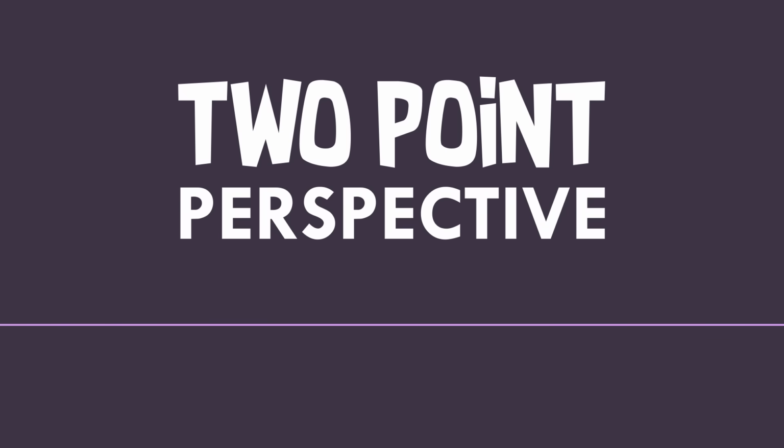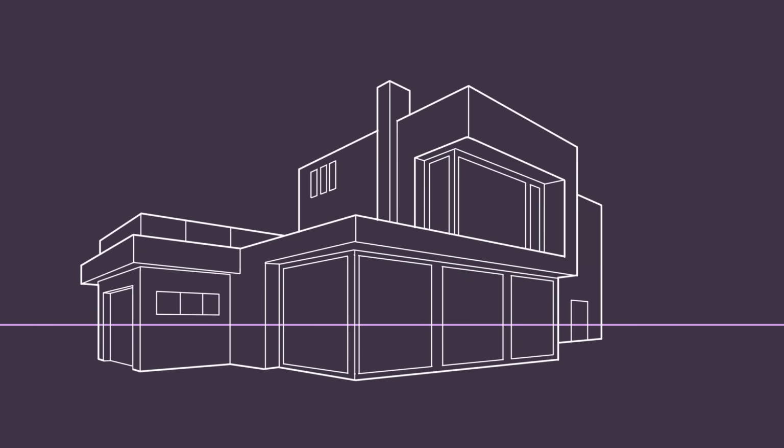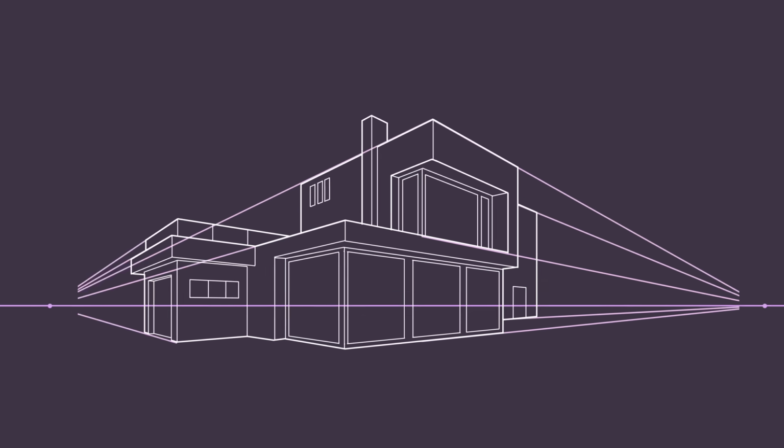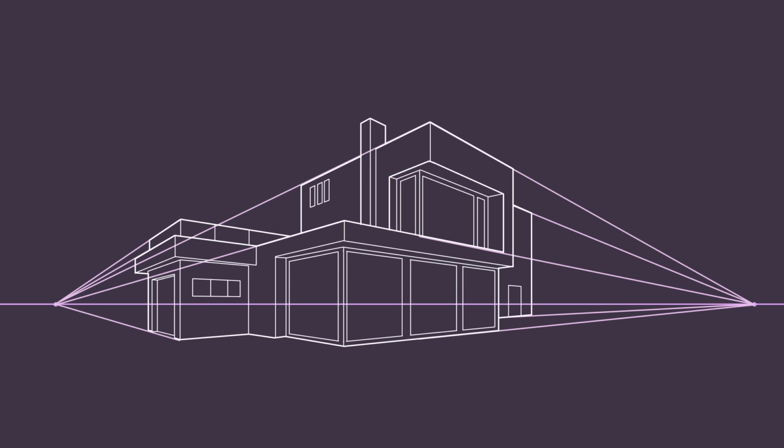In 2-point perspective, if an object is not directly facing you, but still has vertical lines, the two surfaces will converge to 2 points on the horizon. So, how do we do this with our grid?